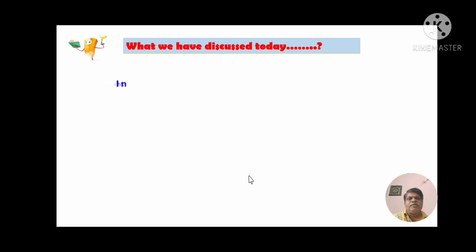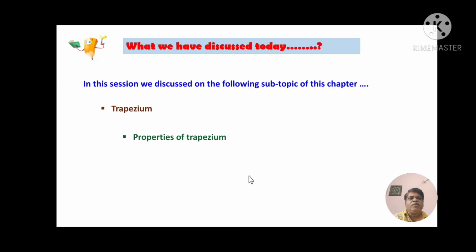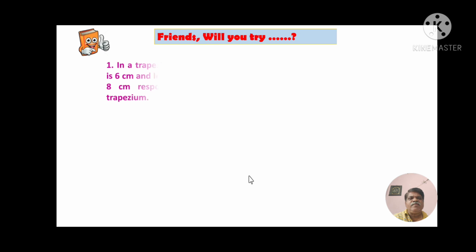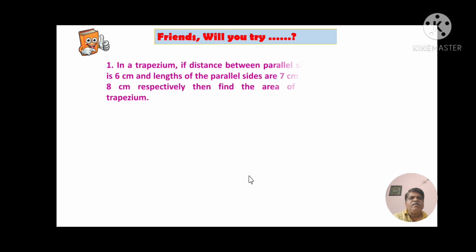What we have discussed today in this session is trapezium, properties of this trapezium, area and perimeter of the trapezium, problems from the practice set 15.3. Friends, will you try these problems? In the trapezium, if distance between parallel sides is 6 cm and lengths of the parallel sides are 7 cm and 8 cm respectively, then find the area of the trapezium. You can use this adjoining figure in order to find the area of this trapezium.